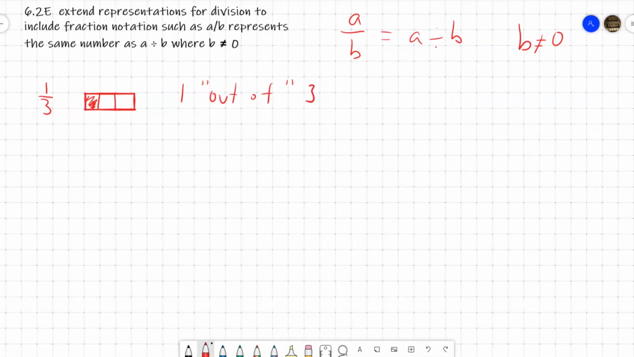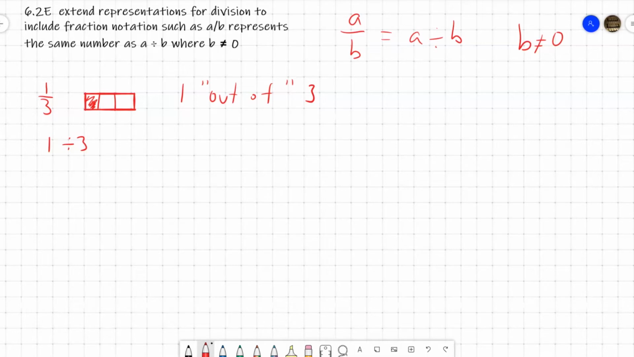Now, what this TEKS is trying to tell us is that really it's the same thing as 1 divided by 3. And if we think about that, well, we had 1 whole, and we cut it into 3 pieces. So it is 1 divided by 3, and we get 1/3. So 1/3 and 1 out of 3 and 1 divided by 3 are all the same thing.